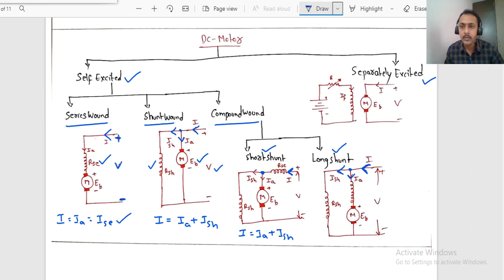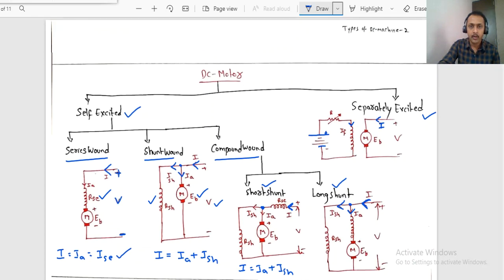Separately excited: the field winding is separately excited by some means of DC supply. And if you want to control the current flowing to the field winding, we have a variable rheostat. With the help of this rheostat, we can control the current flowing to the field winding. Right? Now here some current I is flowing into the motor. It draws some current. So this is with respect to the DC motor.